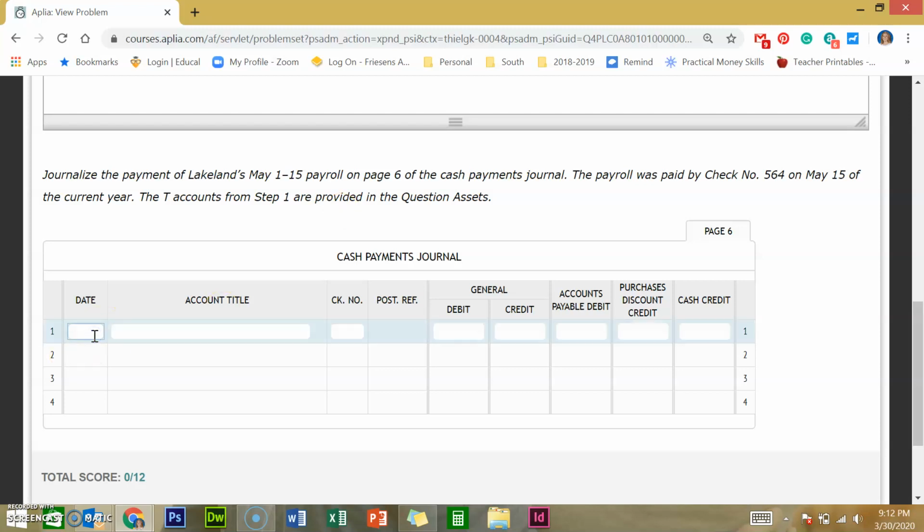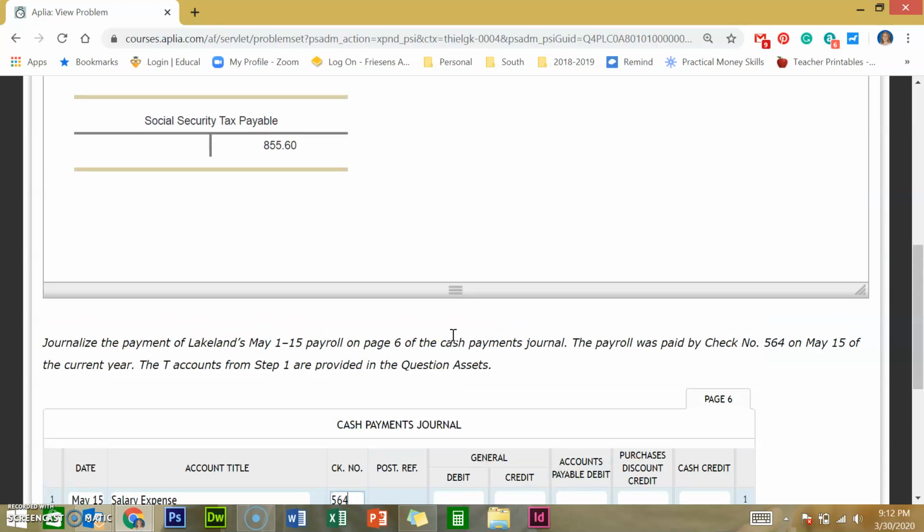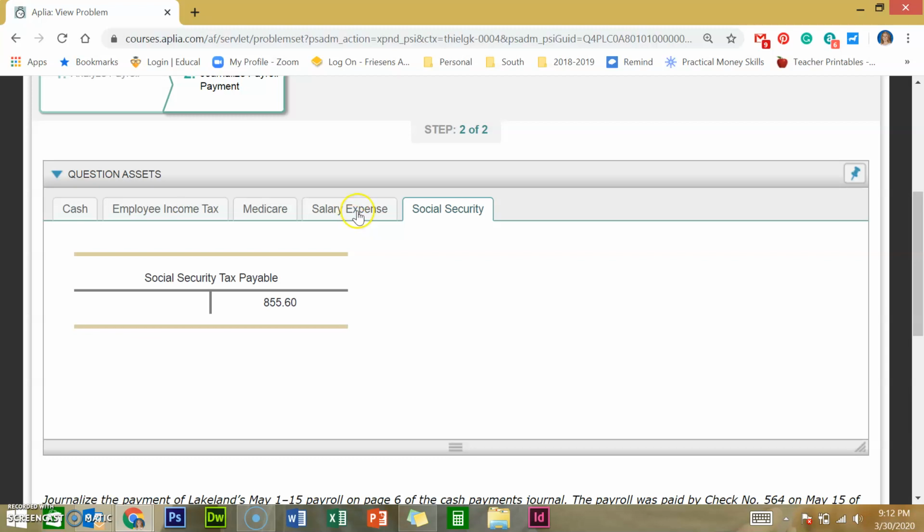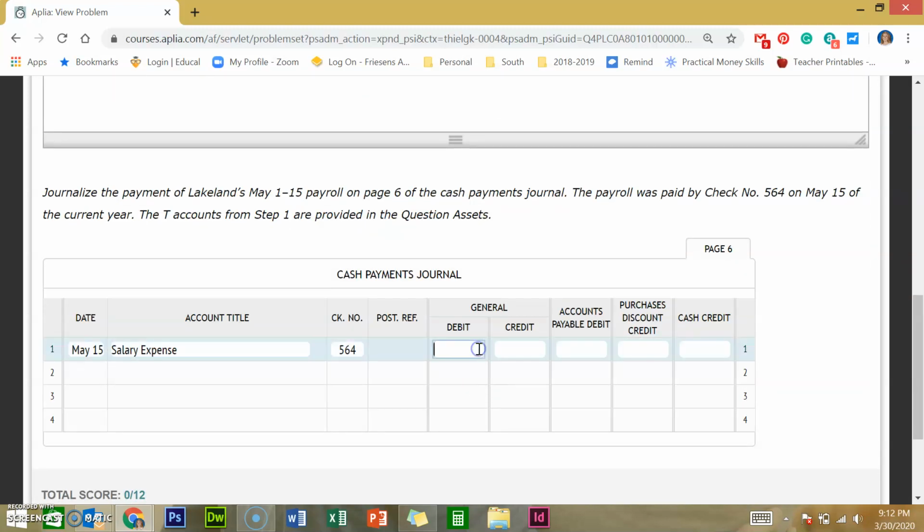So our date, of course, is going to be May 15th. Our first account title, remember, is we always list our debits first, so that's going to be salary expense. Our check number, again, they gave us was 564. And then our salary expense was our only debit. So we're going to go up here, and in case we forgot what salary expense was, it was 13,800. So that is going to go here in our general debit.